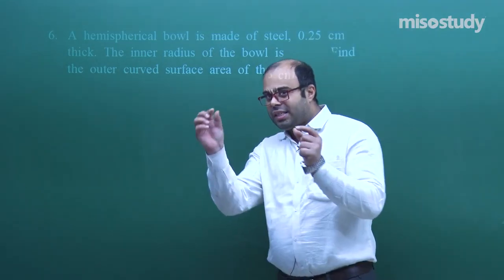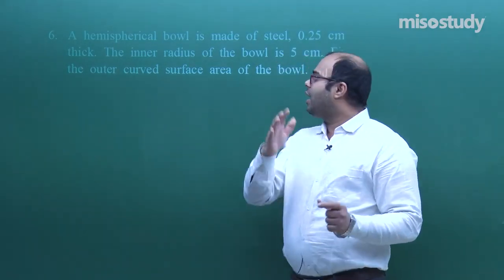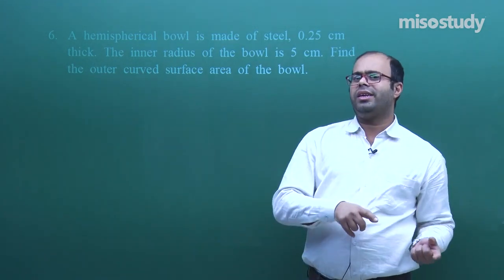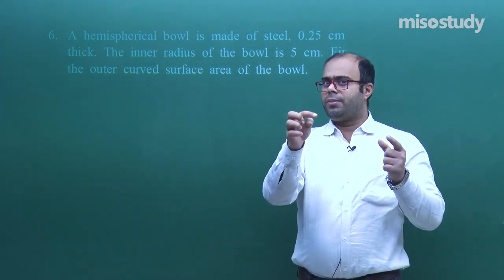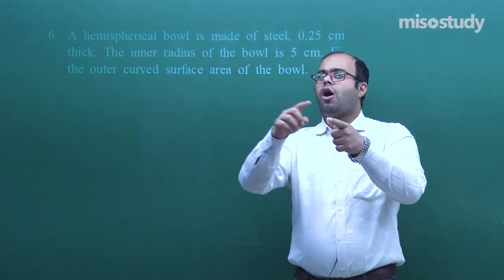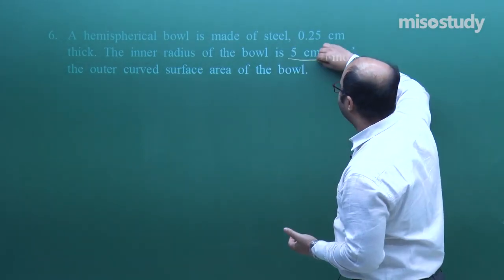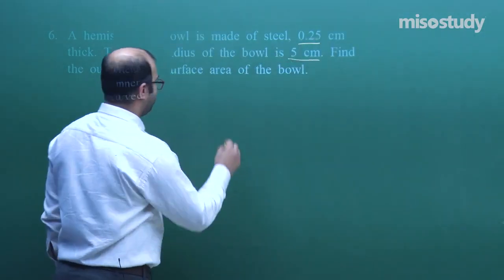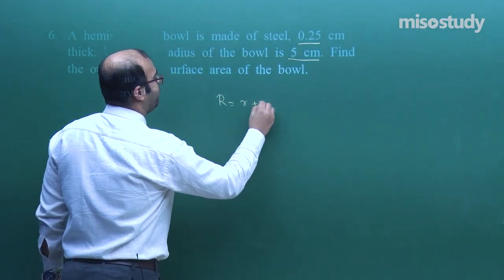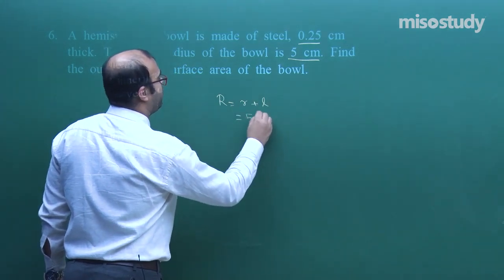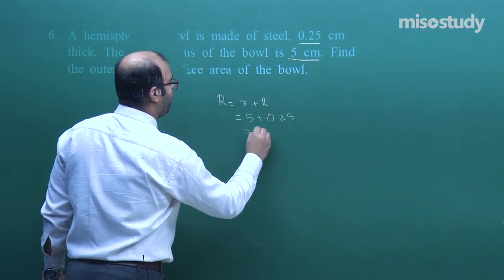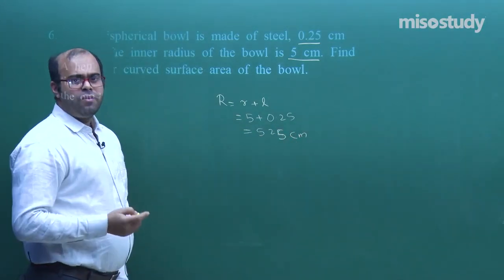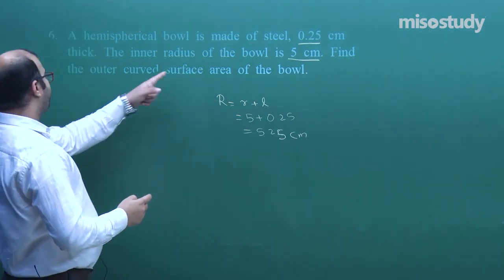So the bowl has a thickness and it has an inner radius 5 centimeter. So can you tell what is the outer radius? The outer radius is actually the sum of the inner radius and the thickness, so r is equal to 5 plus 0.25, that is 5.25 centimeters.